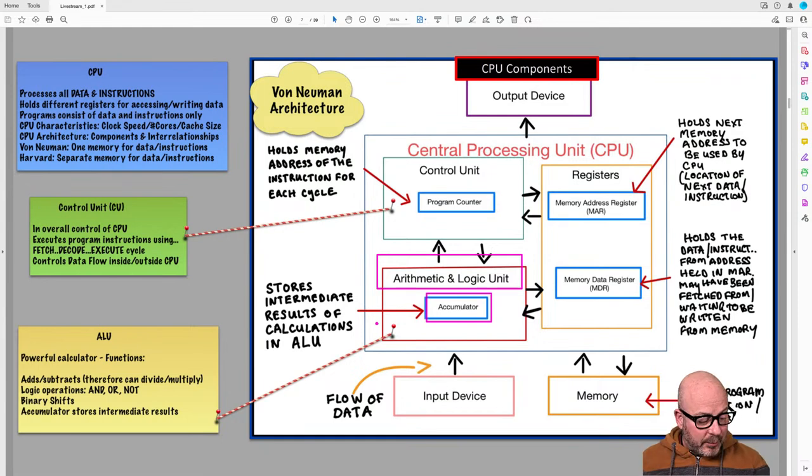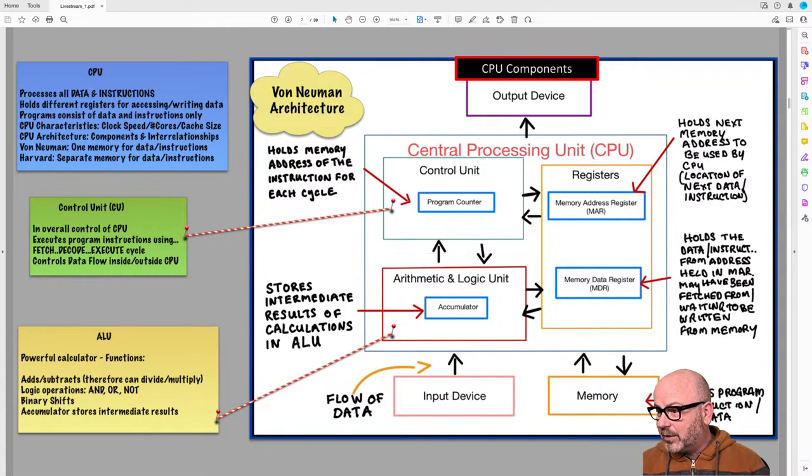So then we've got these registers, and I know it is hard to remember what these registers do. We've got one register over here. We've got the memory address register here. We've got the memory data register here. And we've got the program counter here, okay? So these all perform a different function.